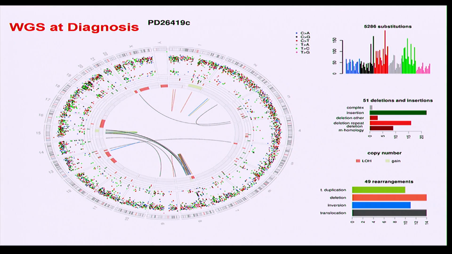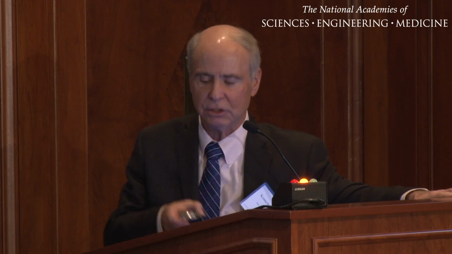This is one of my new patients that just sat down for a new patient visit, who has 5,300 substitutions, 51 deletions and insertions, and 49 rearrangements. And when they relapse, those numbers more than double, and they're not the same. So we have, Houston, we have a problem in myeloma. We have marked heterogeneity to start with, and there's ongoing DNA damage and evolution.